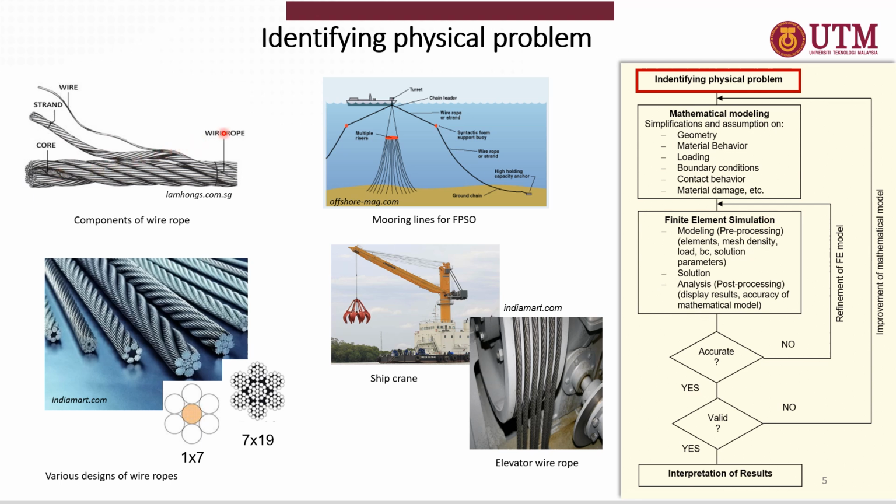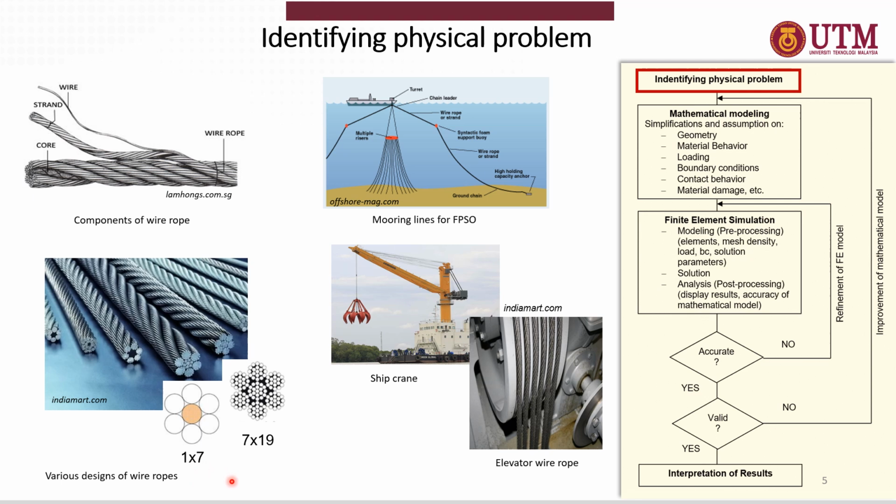So they found applications as mooring lines of offshore vessels and structures, and hoistings of cranes and minings and elevators and so on. So there are various designs, or we call it configurations of steel wire ropes to suit these different applications. And the simplest configuration is this, we call this 1x7 wire rope with one core wire and 6 strands around it.